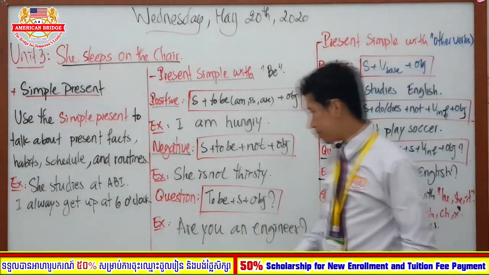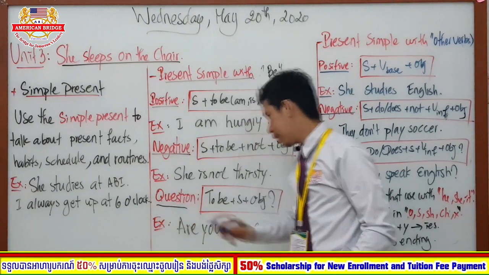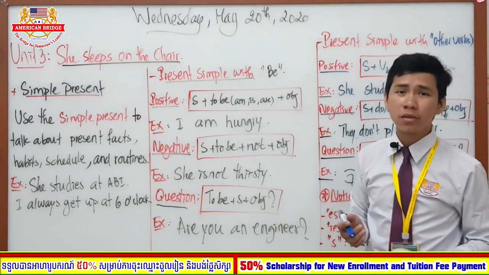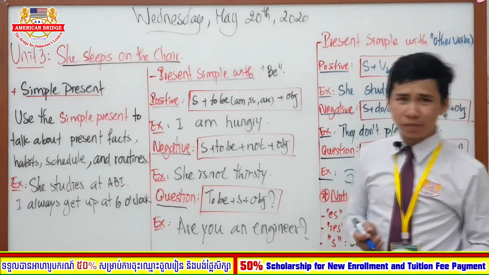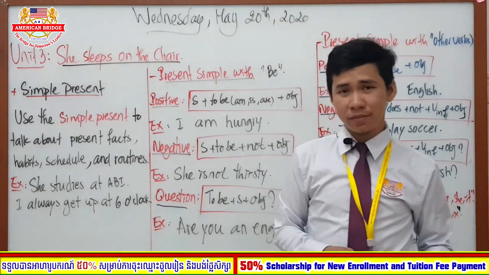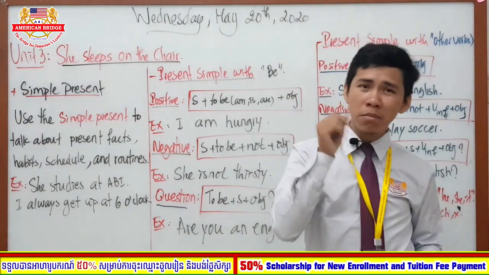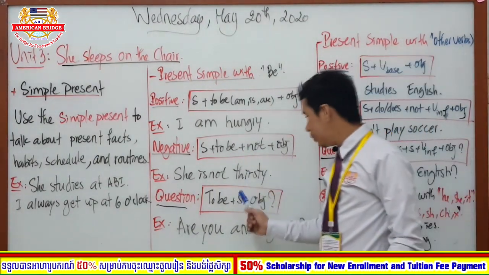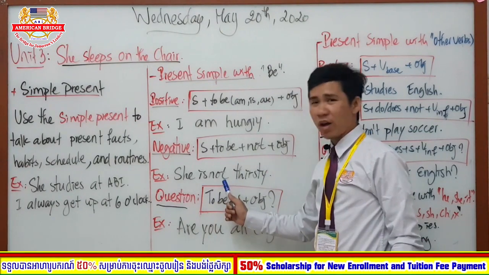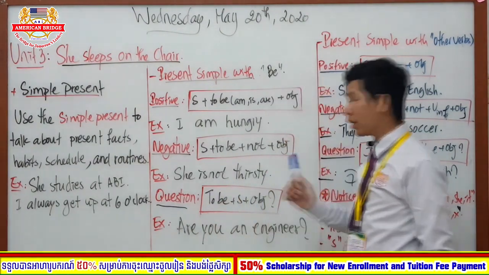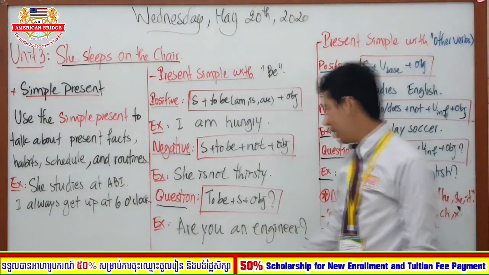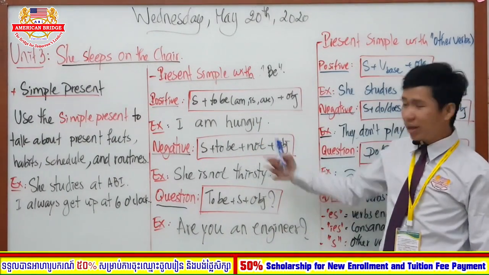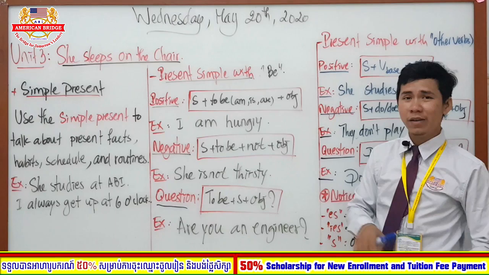So how about questions? Questions are not quite far different from positive. The difference is that a question has a question mark, and one more thing: a question must take the verb to be and put it in front of the subject. So here, we take to be and put it in front, so we have the form to be plus subject plus object and question mark. So for example, are you an engineer? So it is according to the form, right?